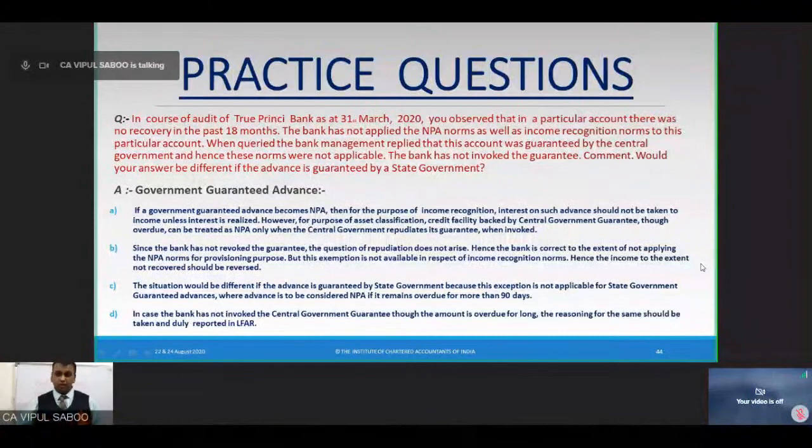But in the profit and loss account of the bank, you will treat it as NPA and reverse the income accrued from it. This is only for central government backed advances, right? In the case of state government, we will not do like this. We will do as you do with the normal NPA account. You will reverse the income, which is the same in all cases, and you will show it as an NPA in the balance sheet. So here it was income recognition.